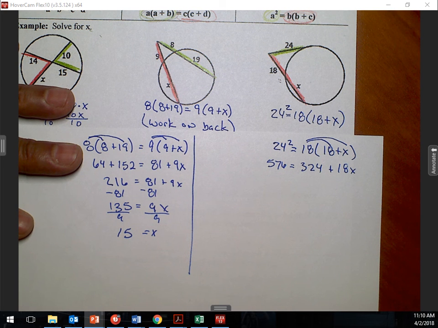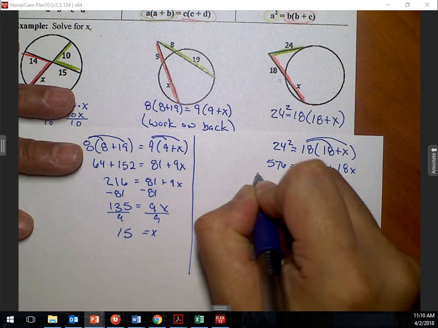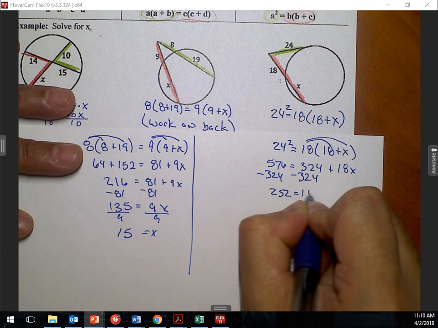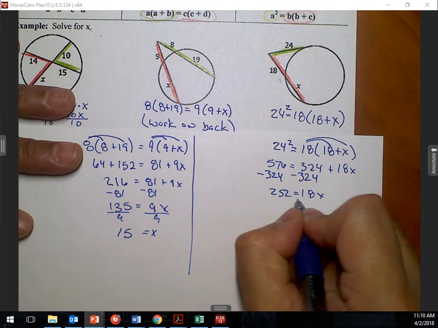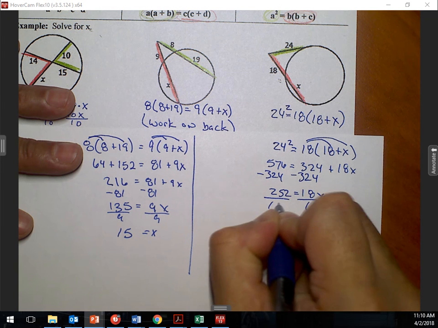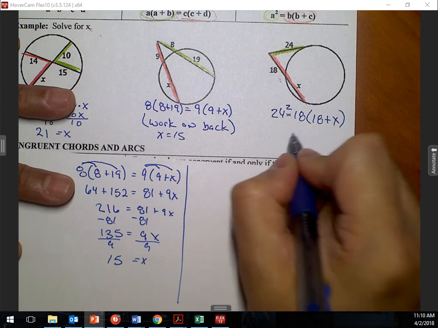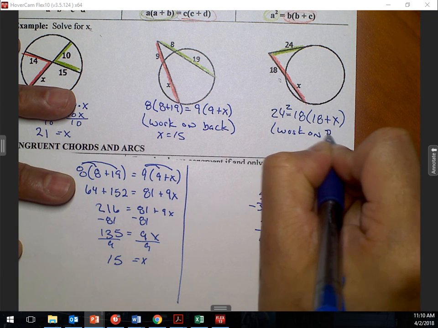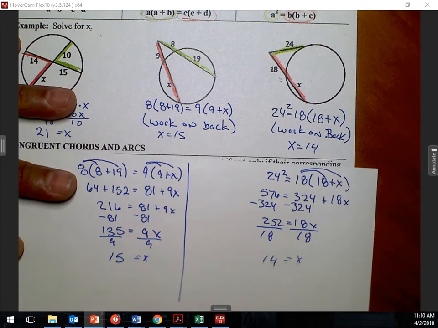Now what should I do? Subtract 324. 252. 252 equals 18x. What goes next? Divide by 18. 14. Very good. X is 14.